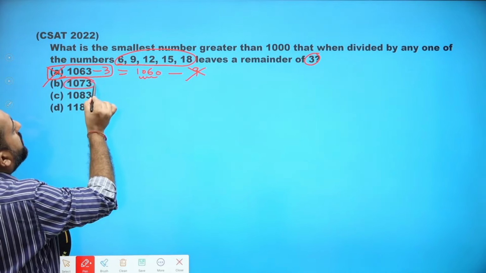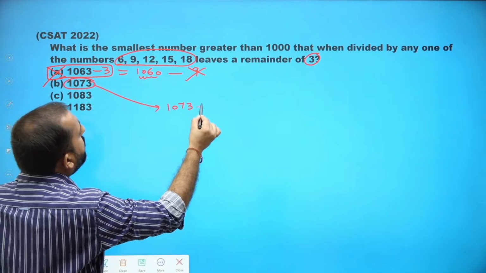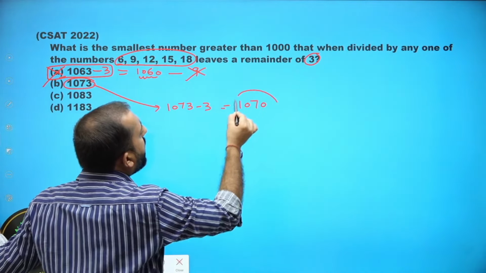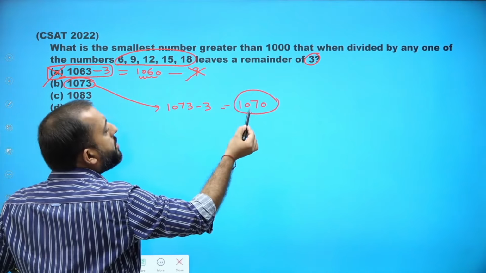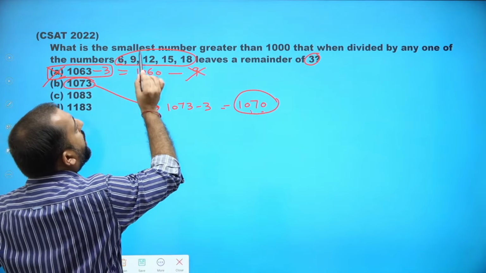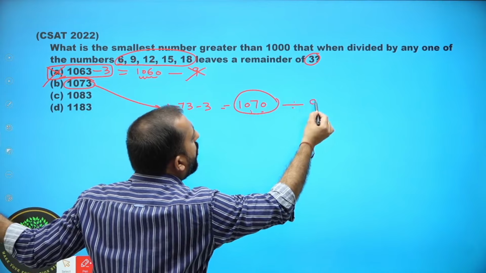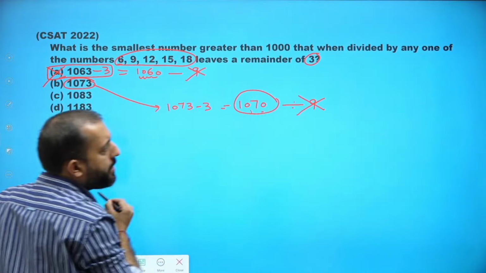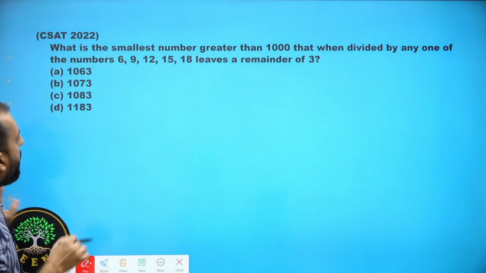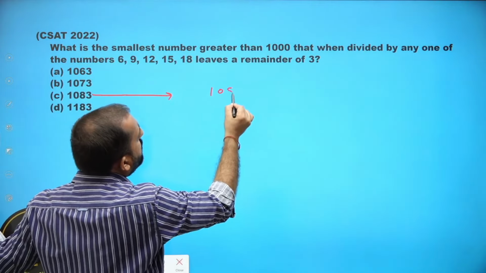Now similarly, subtract 3 from 1073. If you subtract 3 from 1073, you will get 1070. Again, if this is the right answer, then it should be divisible by 6, 9, 12, 15, 18. Now I can see this number is not divisible by 9 completely, hence option B cannot be the right choice. Okay, now go for this option C, 1083.